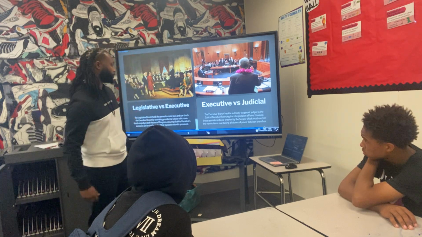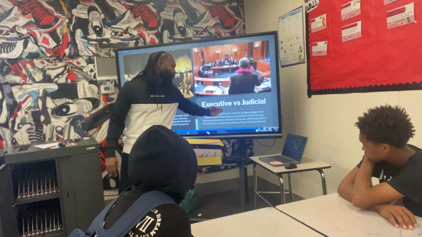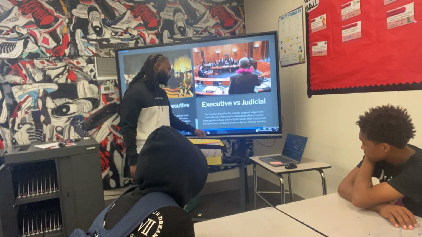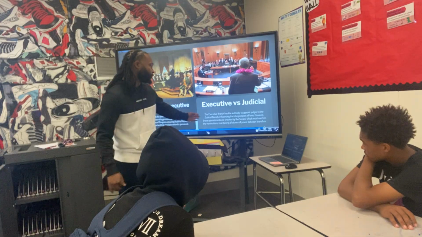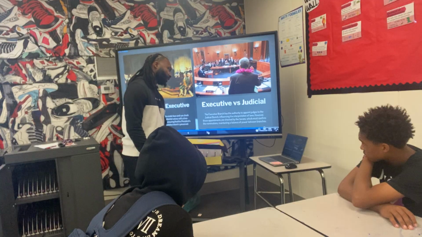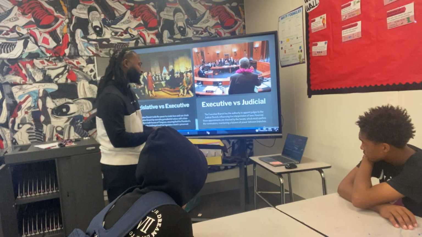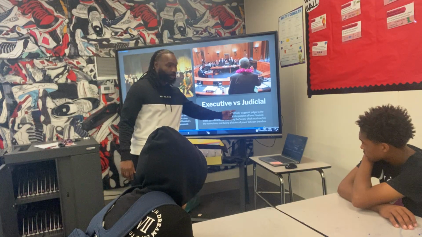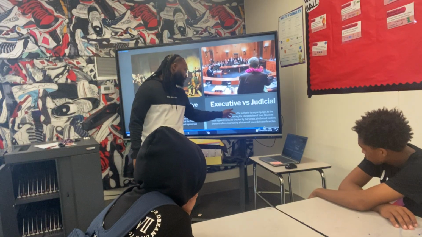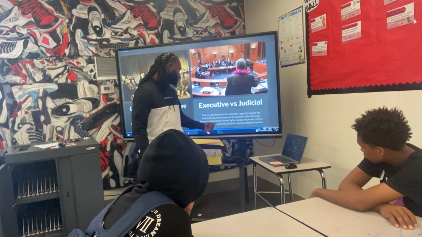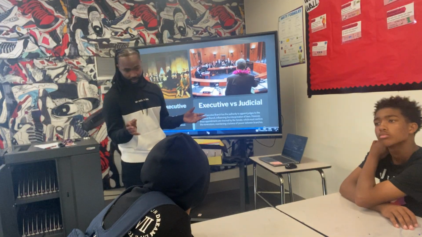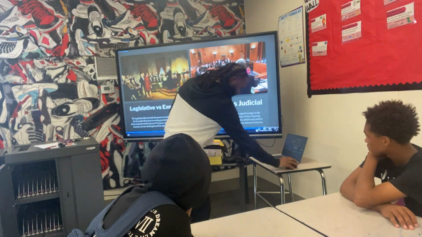Then on this one is executive versus judicial. The executive branch has the authority to appoint judges to the judicial branch, influencing the interpretation of laws. However, these appointments are checked by the Senate, which must confirm the nomination, maintaining a balance of power between branches. And this stops the executive branch from getting too powerful over the judicial branch by just putting anybody in office or in those courts and making them judges and things of that nature.